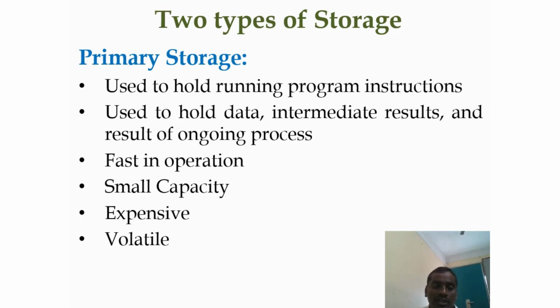Now, what are the characteristics of primary storage? It is fast in operation, but it has a small capacity, like RAM, and it is very expensive, and it is volatile. Volatile means it is temporary. Whenever the power is switched off, the data will automatically be erased. That is primary storage.